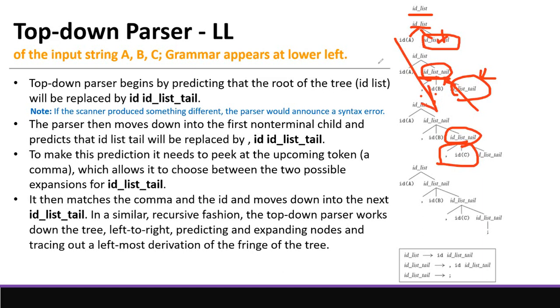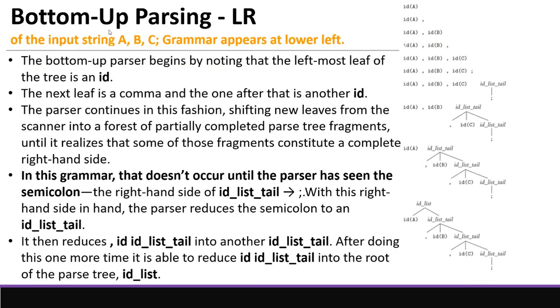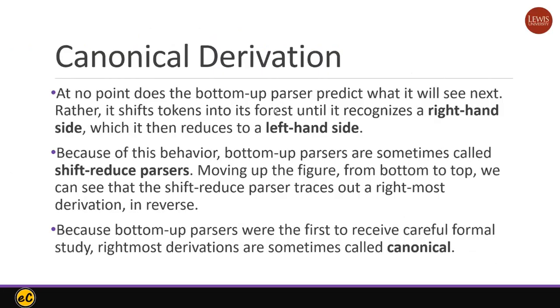We'll look at the parsers in more detail, but right here this is the basic difference between the top-down and bottom-up parsers, using LL and LR parsers. There is a canonical derivation. At no point does the bottom-up parser predict, and bottom-up is always called a shift-reduce parser. Bottom-up parsing is the first one to receive careful study. Rightmost derivations are sometimes called canonical. And in fact, most of the commercial compilers are LR style.